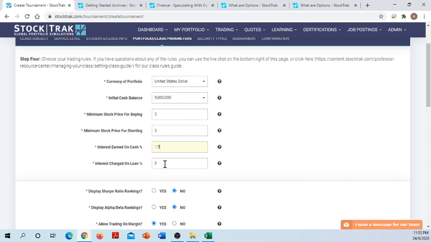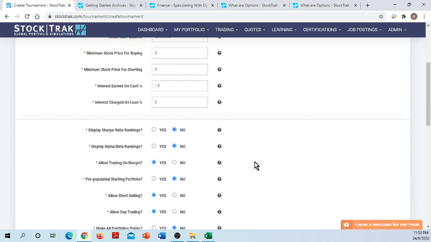And if you want to allow your students to take a loan or buy on a margin, here you can set the interest charged.